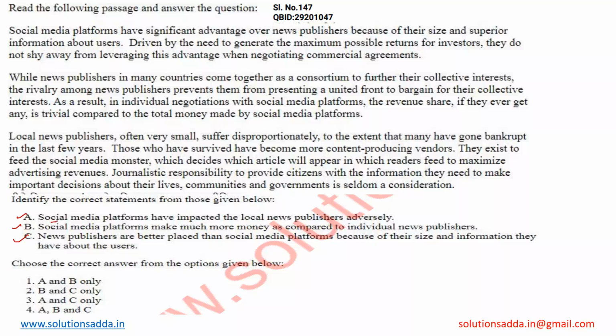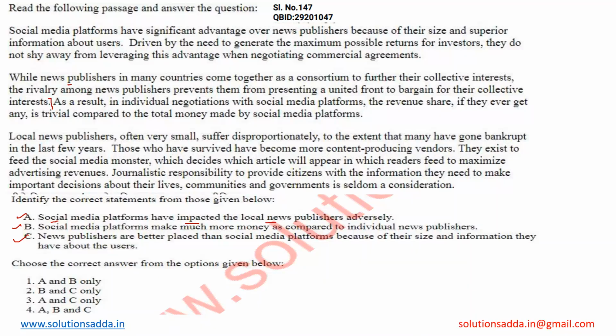Statement A says social media platforms have impacted the local news publishers adversely. So here in the second paragraph, you may see that while news publishers in many countries come together as a consortium to further their collective interest, rivalry among news publishers prevents them from presenting a united front to bargain for their collective interests.